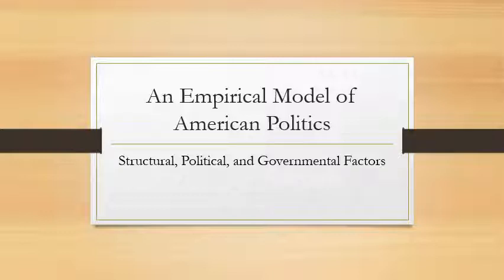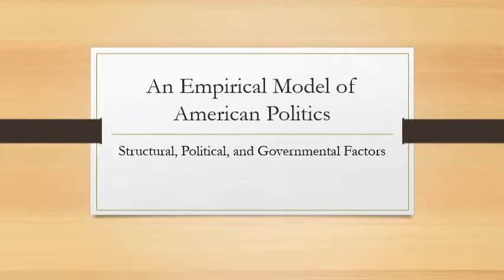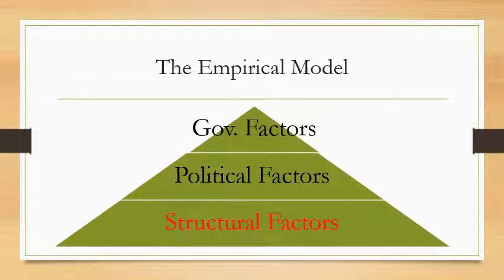So the empirical model, a model that's designed to help us better understand what goes on in American politics. Here we're looking at three sets of factors: structural, political, and governmental. Now when we're looking at this model, this pyramid that I've used to organize these three sets of factors, you'll see that at the base of the pyramid are the structural factors. Those are the most critical in some ways, the biggest factors, although often hard to pin down exactly the impact that they have on our politics.